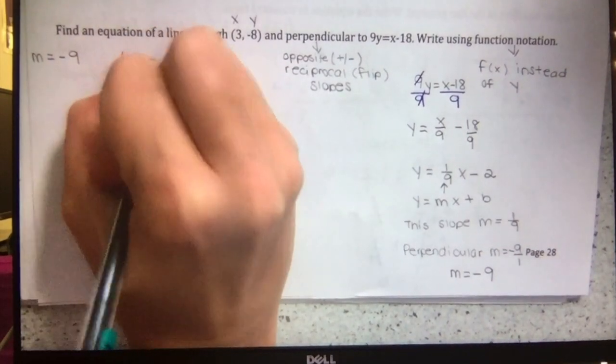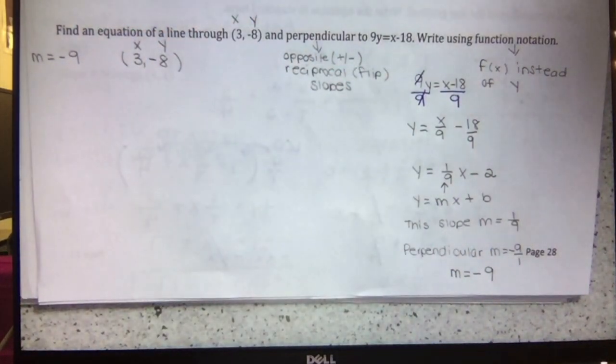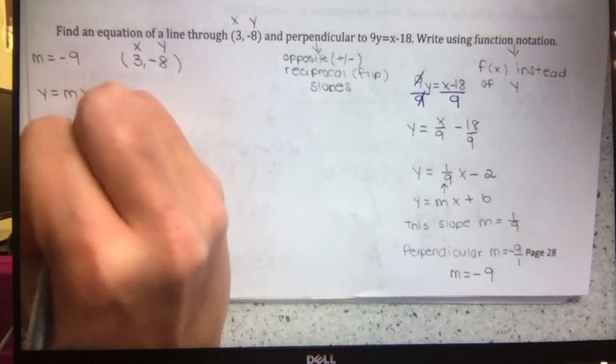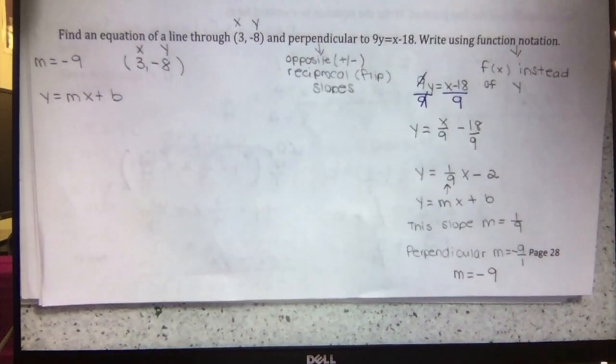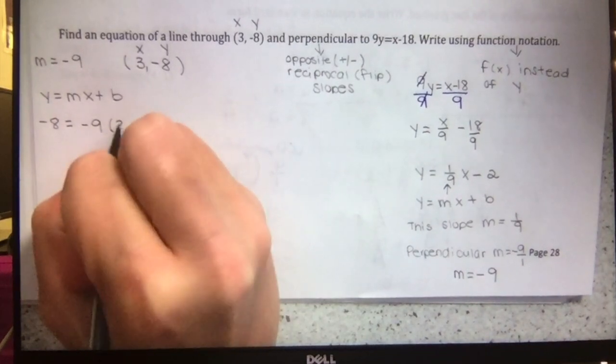And the point we're going to use is 3, negative 8. So x is 3, y is negative 8. We just found this slope so that we can find the perpendicular slope. Now that I know the perpendicular slope is negative 9, that's all I need, because we're trying to write the equation that's perpendicular. So now that I know a slope and a point, I can plug this into my y equals mx plus b formula. Our y value is negative 8, m is negative 9, x is 3.